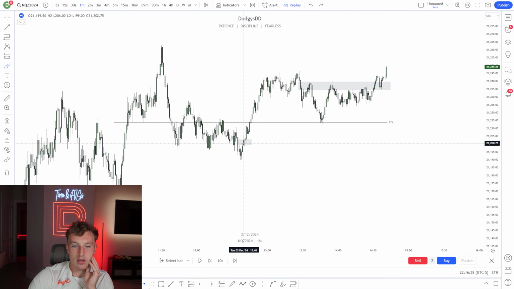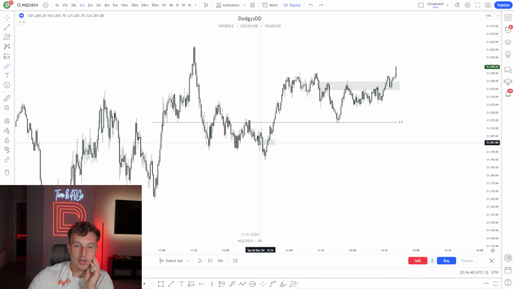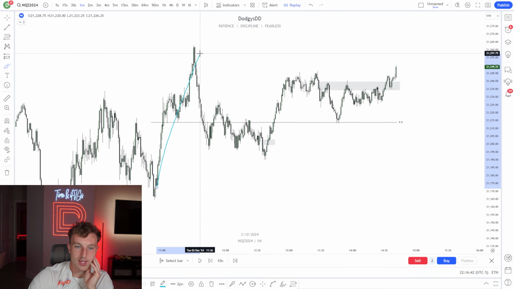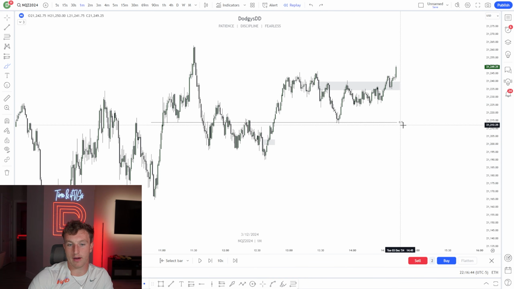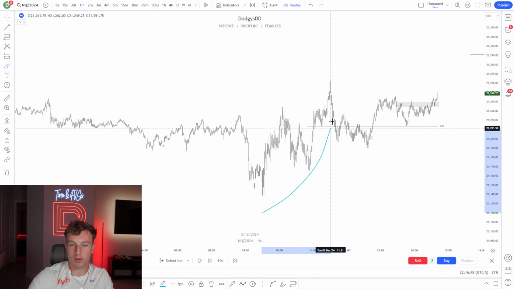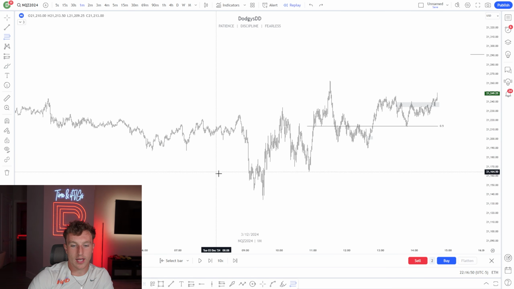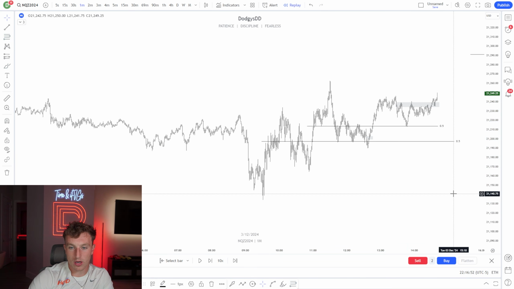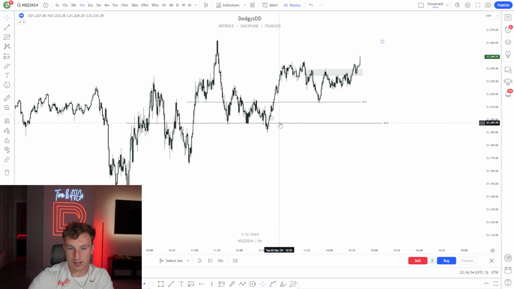But you can see, generally the better plays will be below the 0.5 for that impulse leg for longs, and above the 0.5 for that impulse leg for shorts. They're probably like, oh, why don't you do the impulse leg from here? And technically this wouldn't be in discount. I mean, actually, it was. Never mind, I take that back.